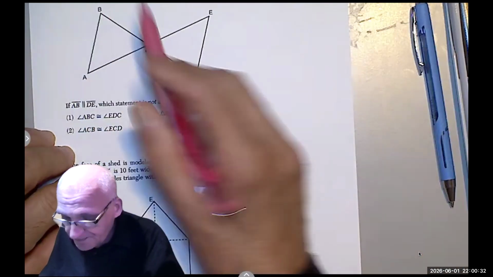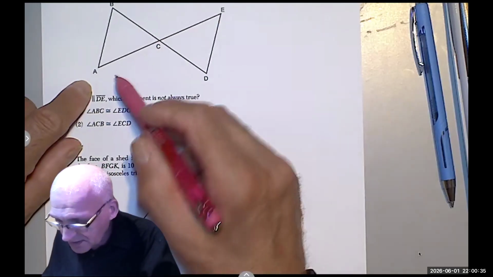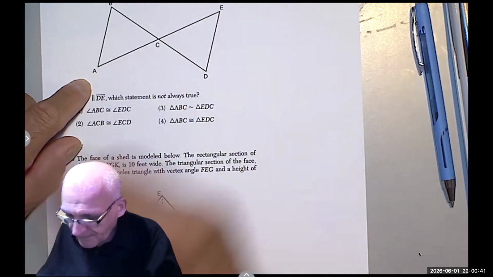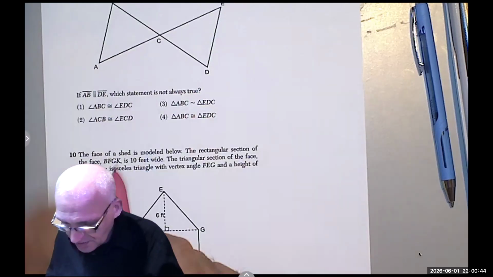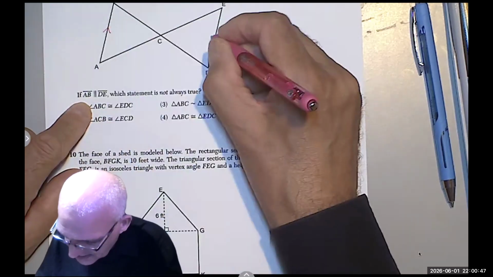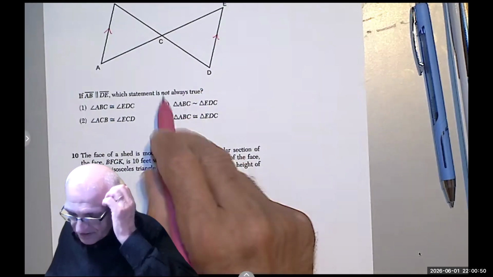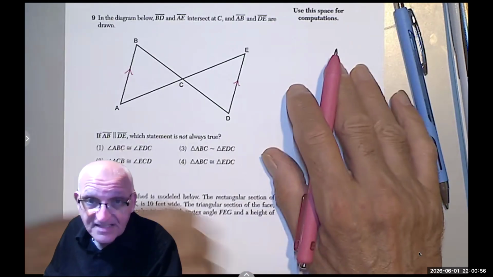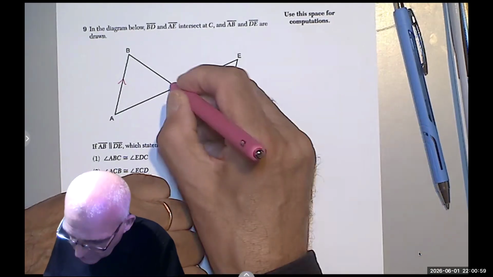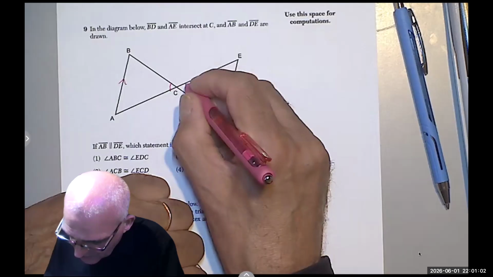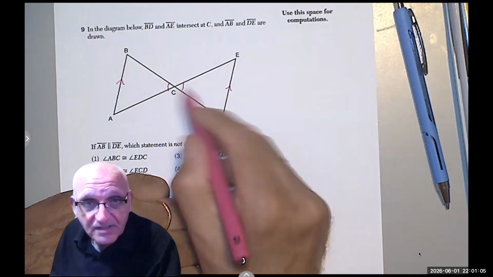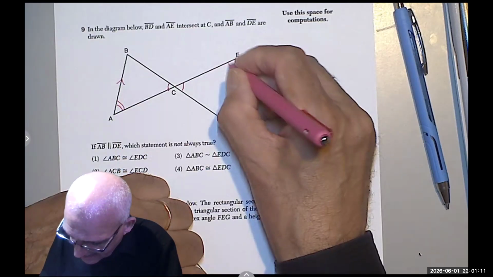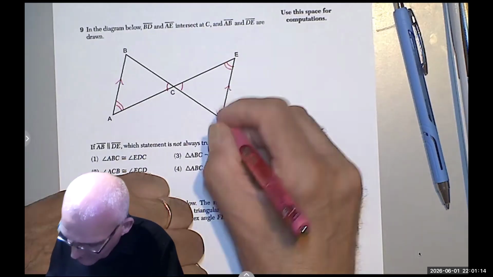In the diagram below, segment BD and AE intersect at C, and AB and DE are drawn. If AB is parallel to DE, which statement is not always true? When we do that, we know that these two triangles are similar, okay? These two angles are equal. There are two congruent angles because they are vertical angles. These are two parallel lines, so this angle and that angle are alternate interior, and so are these two.